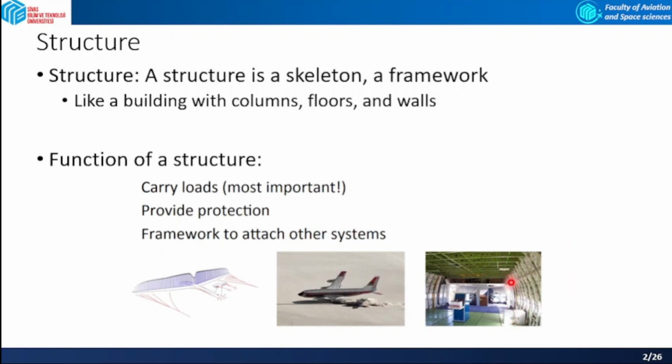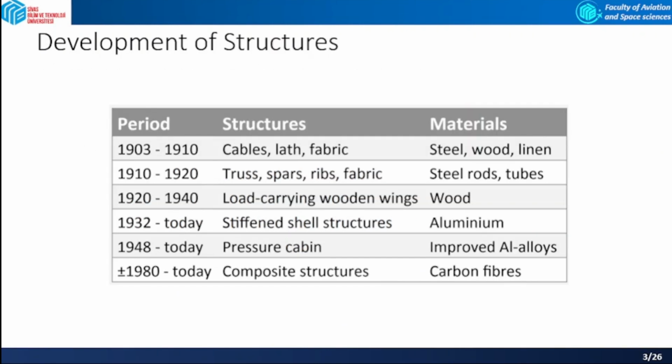And the last picture on the right shows the third function, which is the capacity of the aircraft structure to provide attachment points for many other systems. For example, in case of aircraft, it could be the hydraulic and electrical systems, the blankets that are used for isolation, etc.